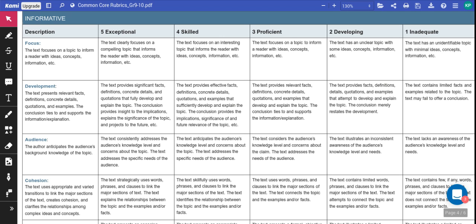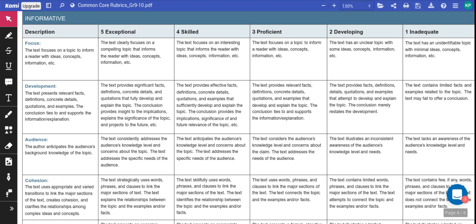First of all, one of the things that you'll be graded on is whether your text that you write is focused. Okay, is it set out to inform the reader with clear concepts and information? In an exceptional essay, you're clearly focusing on a compelling topic, and you use ideas, concepts, and information in informative writing. The development really has to do with what you use to provide and support that information.